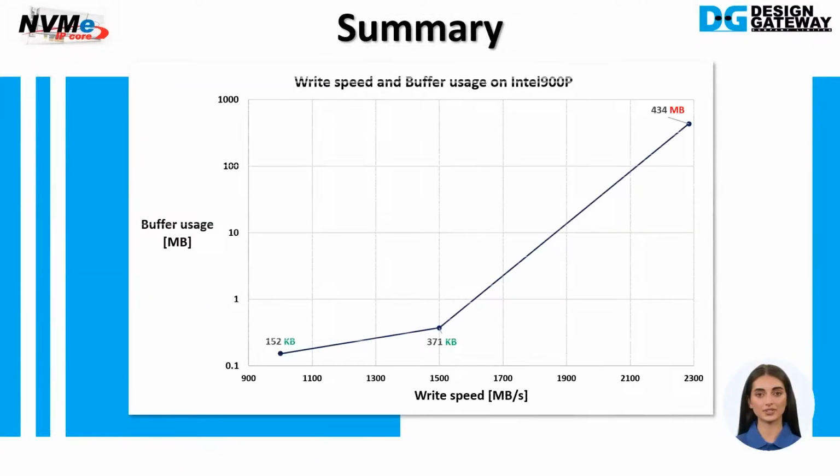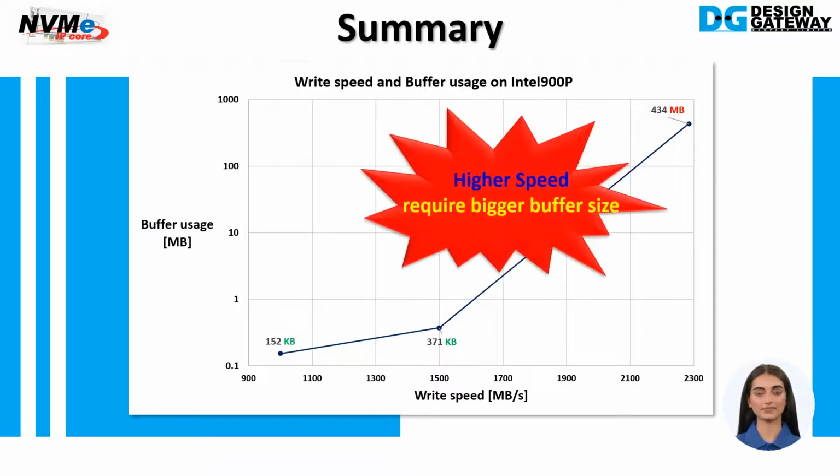We show the summary result on the Intel 900P. When writing at 1000 MB per second, it uses a 152 KB buffer. If we increase the write speed to 1500 MB per second, the buffer increases to 371 KB. And if we increase to 2285 MB per second, the buffer requirement is 434 MB. So, external DDR memory as a big data buffer is required for very high sustained data rate applications.